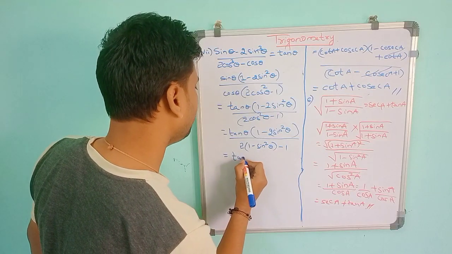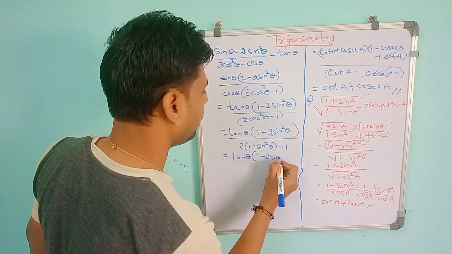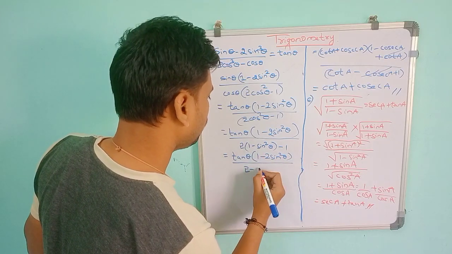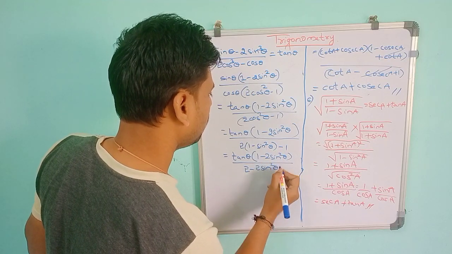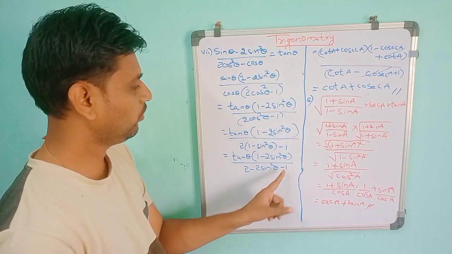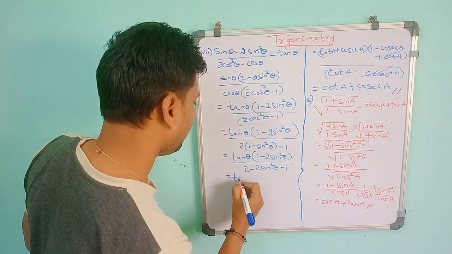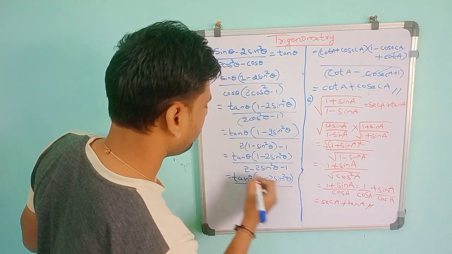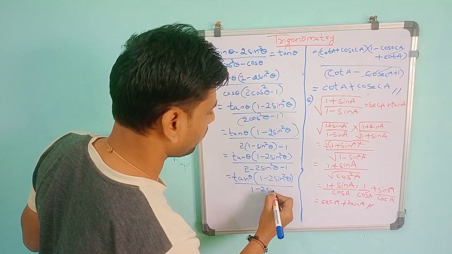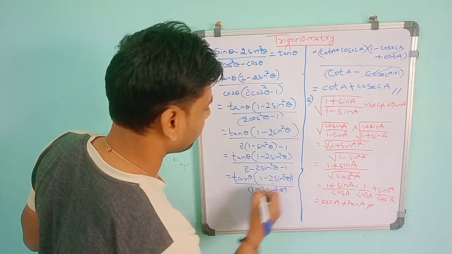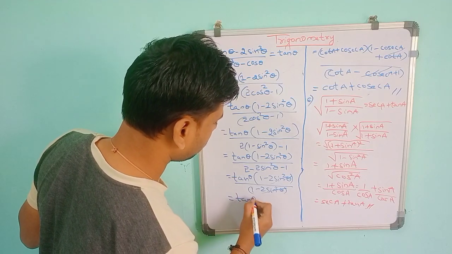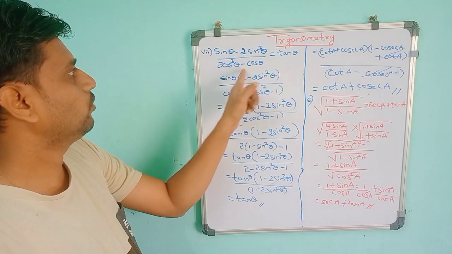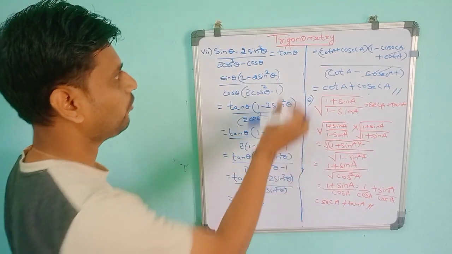So this will be tan theta times 1 minus 2 sin square theta. The downside will be 2 into 1, 2 minus 2 sin square theta minus 1. So 2 minus 1 is 1, 1 minus 2 sin square theta. So tan theta, upside is same, 1 minus 2 sin square theta. This is simplified, 2 minus 1 is 1, 1 minus 2 sin square theta. So it gets cancelled, this will be tan theta. So it is proved: sin theta minus 2 sin cube theta divided by 2 cos cube theta minus cos theta is equal to tan theta. We have to prove that it equals tan theta.